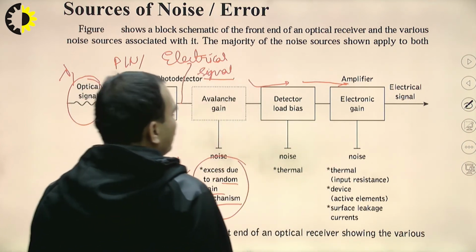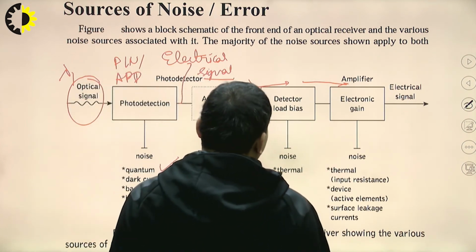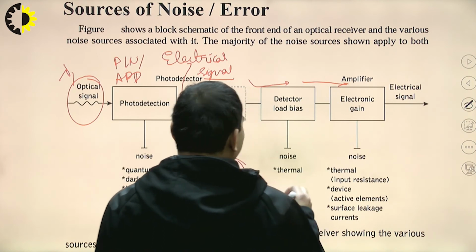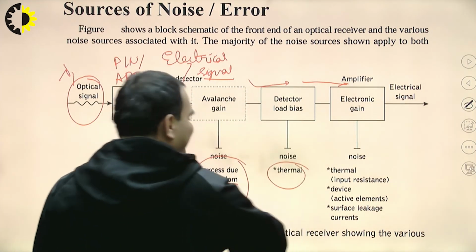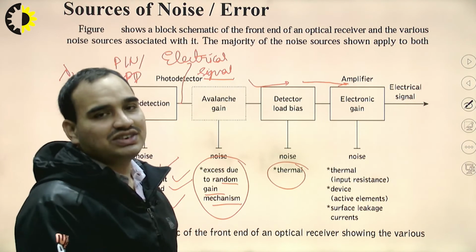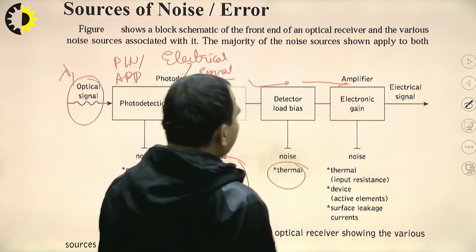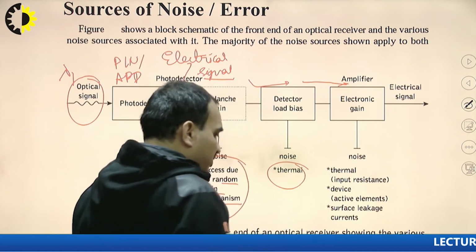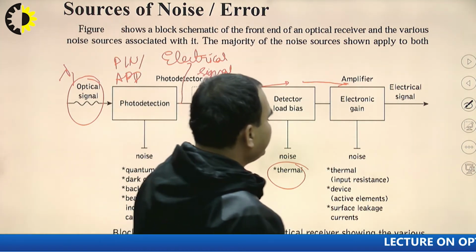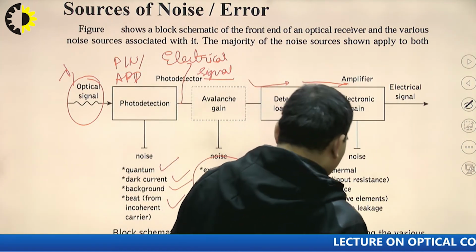When we talk about the detector load bias, we have the noise that is due to the change in temperature, which we have discussed in the previous slides, and due to the change in temperature, the detector introduces noise.